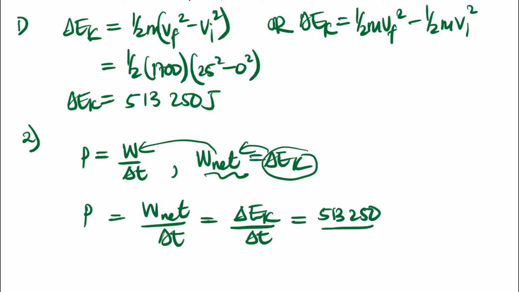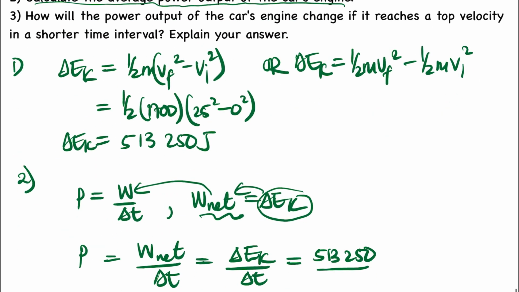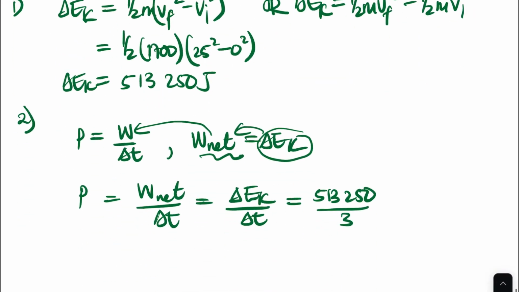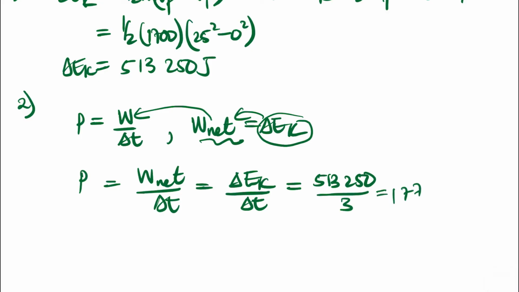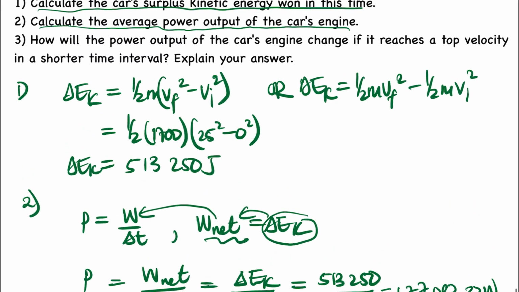513,250, we divide by the time, which is 3 seconds. When you punch that in the calculator, the answer is 177,083.33 watts. When we change that into kilowatts, we divide by 1000, so it's going to be 177.08 kilowatts. That's how you change that. That's how you calculate the average power.